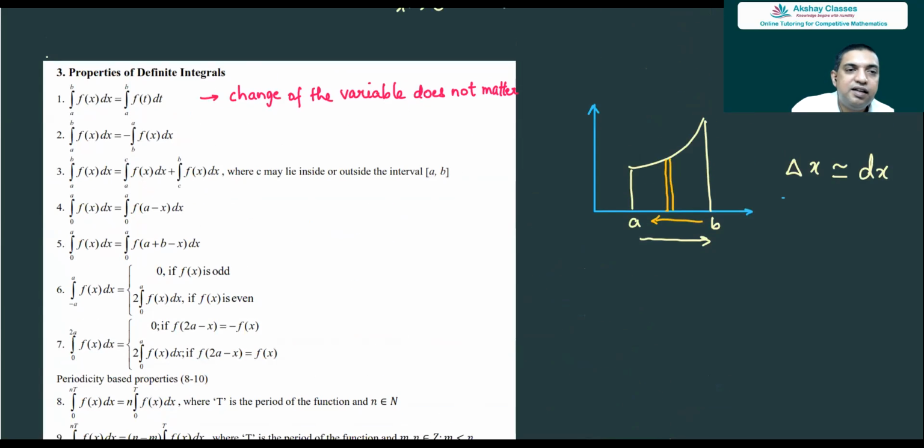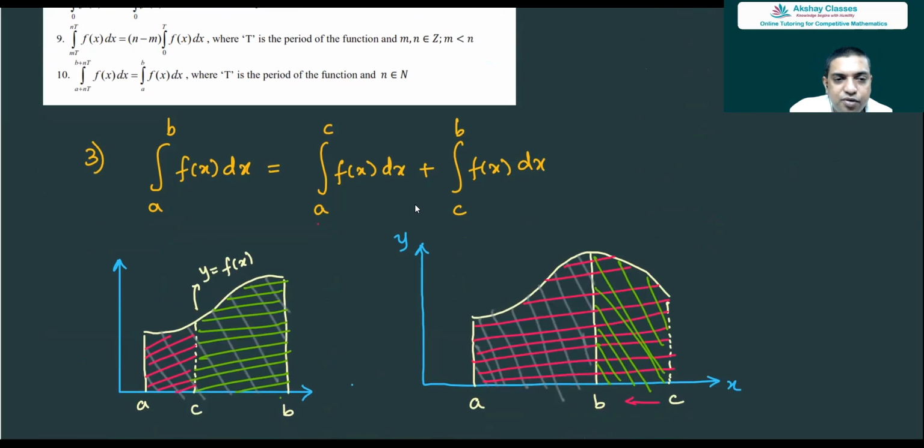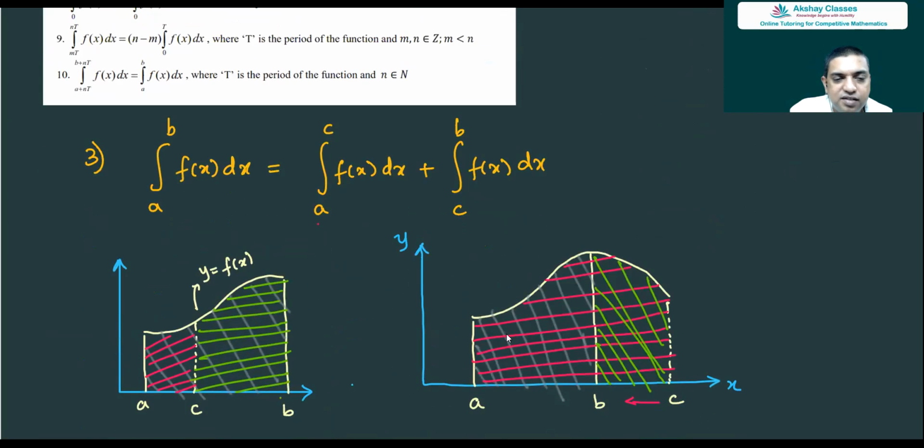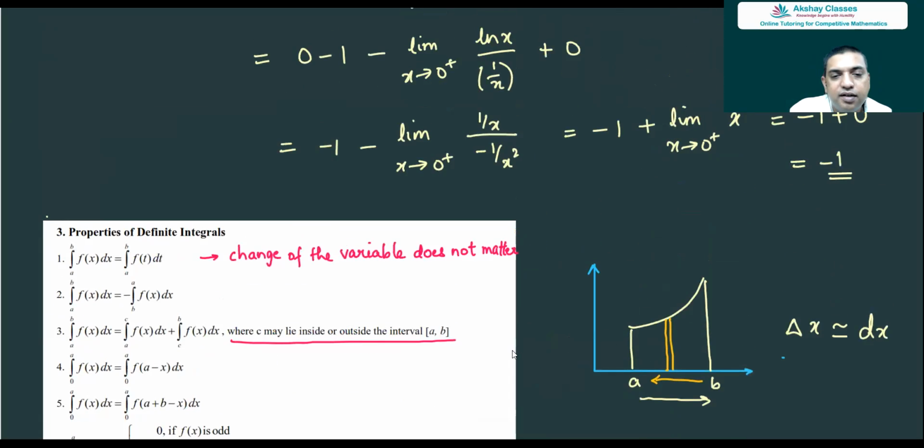So here we say c may lie either inside or outside of the interval. Generally, we think this is valid when c lies inside the interval. Of course, the function should not go through any discontinuity. Function should be continuous throughout the region of discussion. Okay, did you understand this property? It's a simple property. The first part is straightforward to understand. The second part is tricky, but it is the same. So this is valid whether c lies inside or outside of the interval ab.